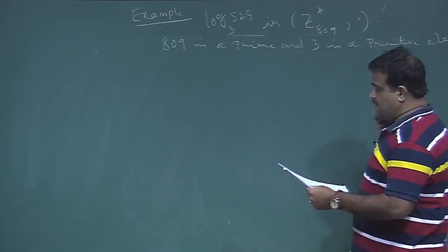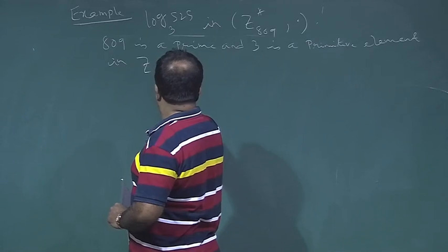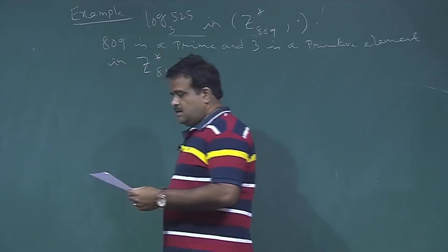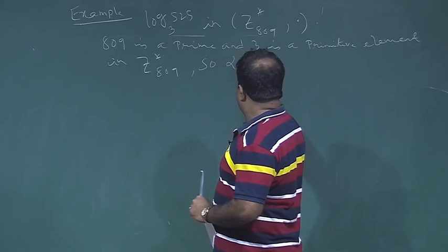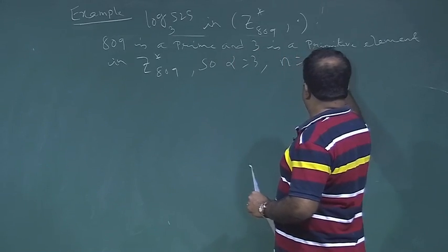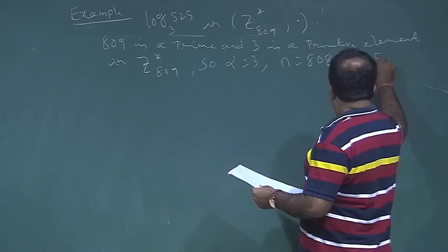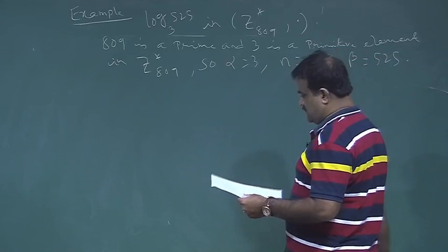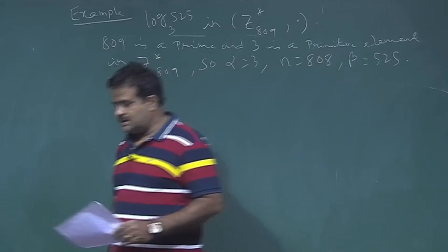Primitive element in Z809 star. So, here alpha is 3, n is 808, basically p minus 1, and beta is basically 525. So, we need to find out a. So, we will just run that Shanks algorithm.